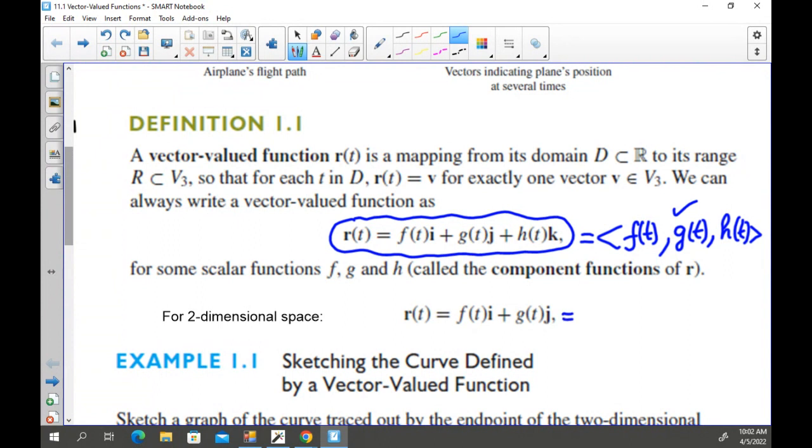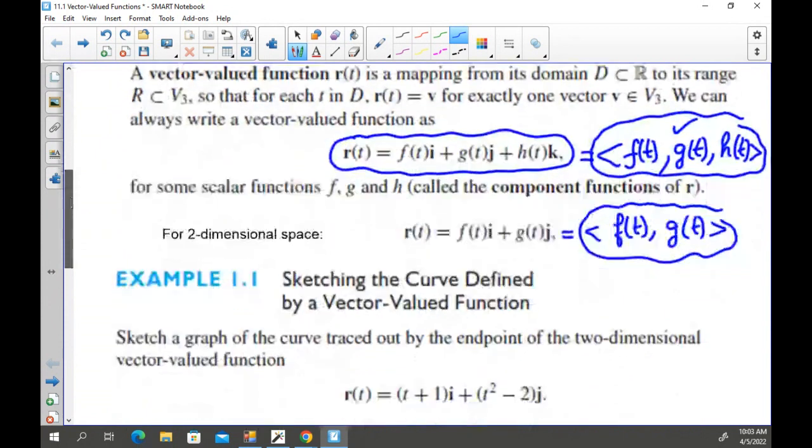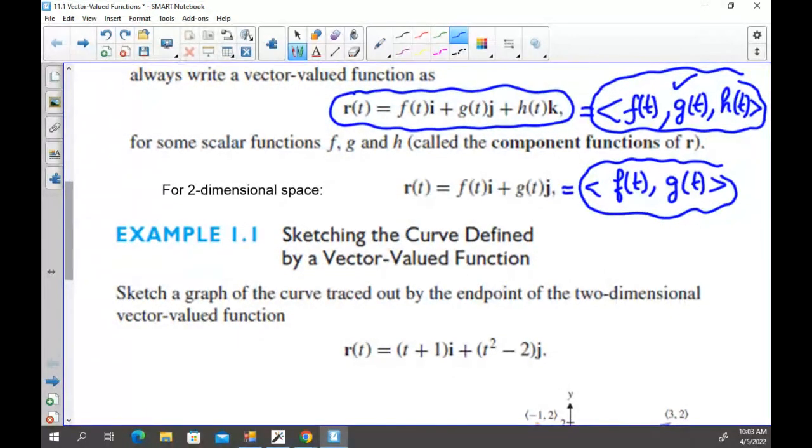In 2 dimensions, in R2, the vector will only have 2 components, f(t) and g(t), like this. So in 2 dimensions, it's a vector with 2 components. In 3 dimensions, it's a vector with 3 components. What is the variable here? What is the variable? T. Yeah, t is the variable. So the function r will take the variable and will give us a vector either in 2 dimensions or 3 dimensions.